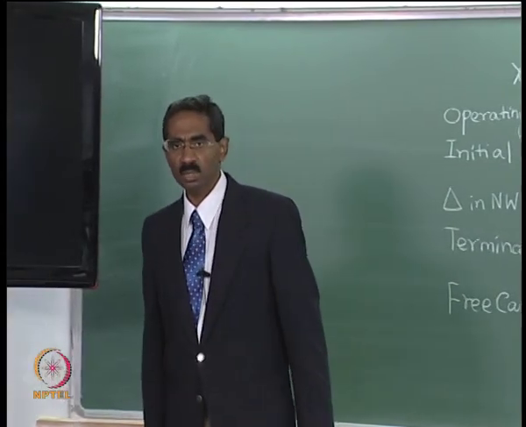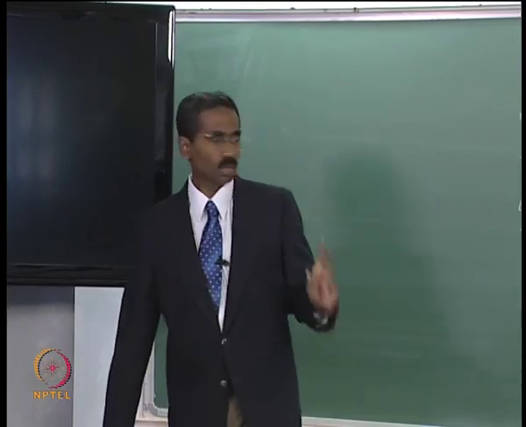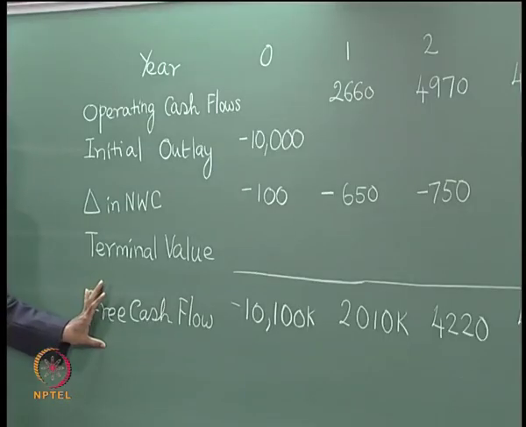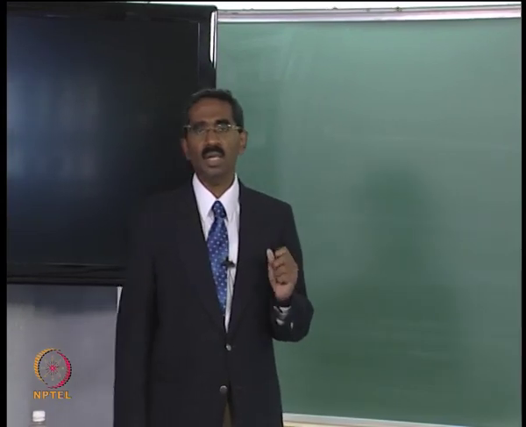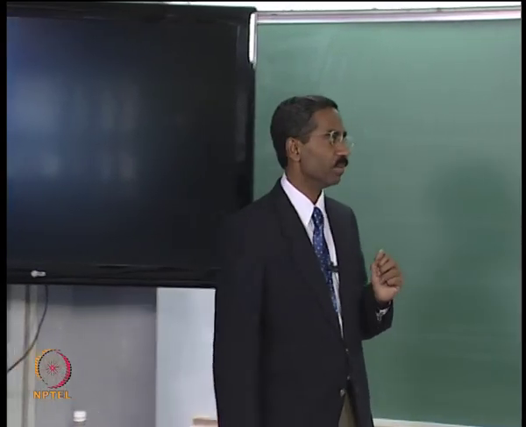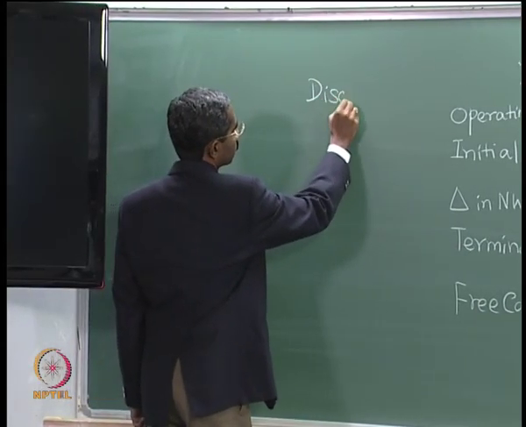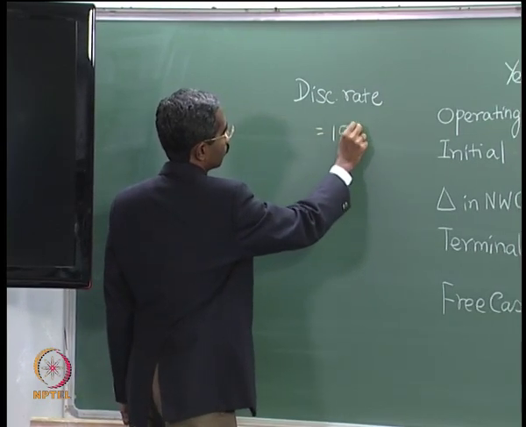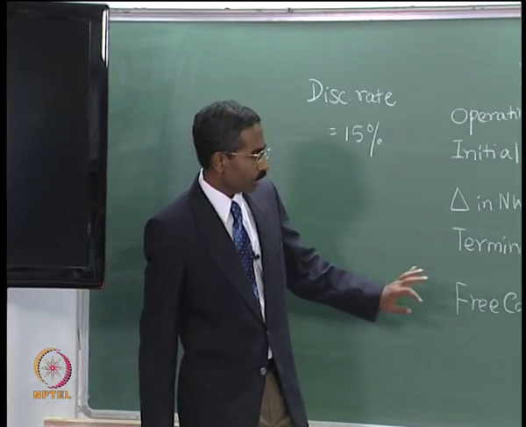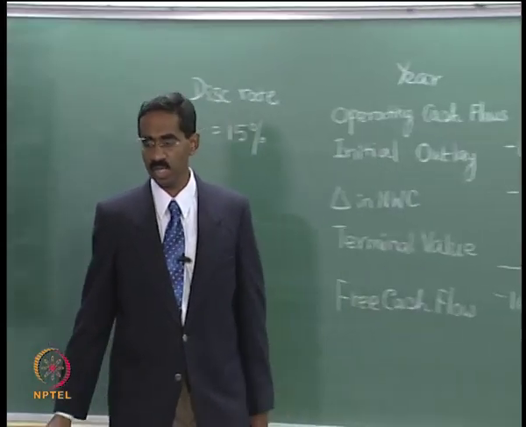Now let us start with the net present value. For determining the net present value we need two things. We need the free cash flows, which we now have, and second, we need the discount rate at which we are going to discount the cash flows. Let us assume a discount rate of 15%, and we use that discount rate to find the net present value from these free cash flows.